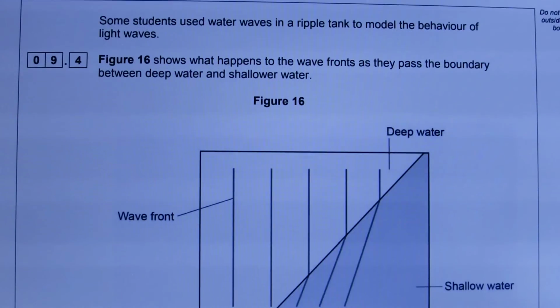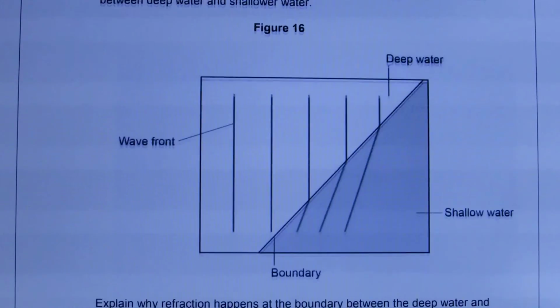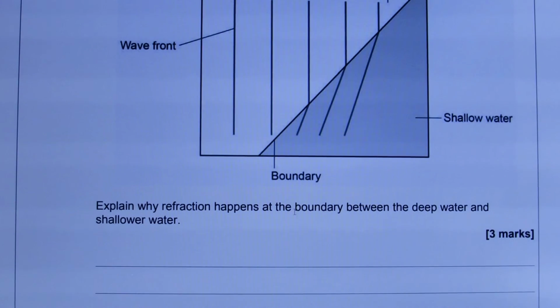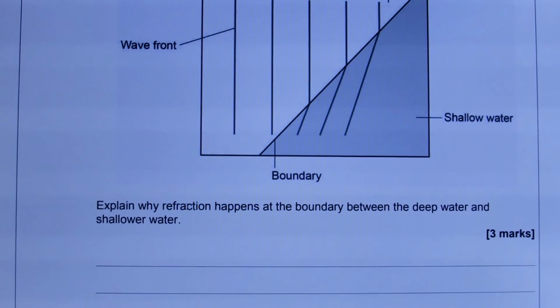Going from deep water to shallow water, you get this bend at the boundary. Hurrah. Explain why refraction happens. You don't have to know this is happening, you just have to know that it's called refraction. You can kind of infer it from it being in the question.